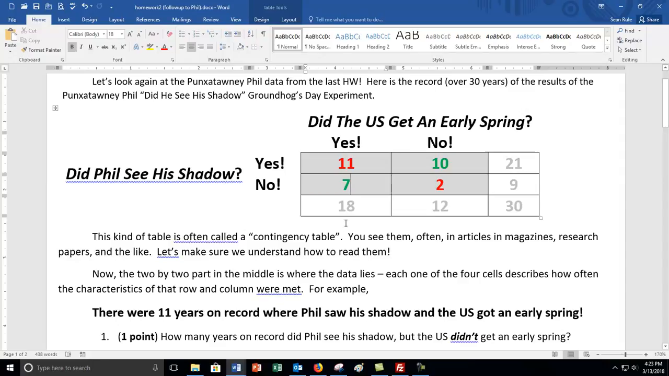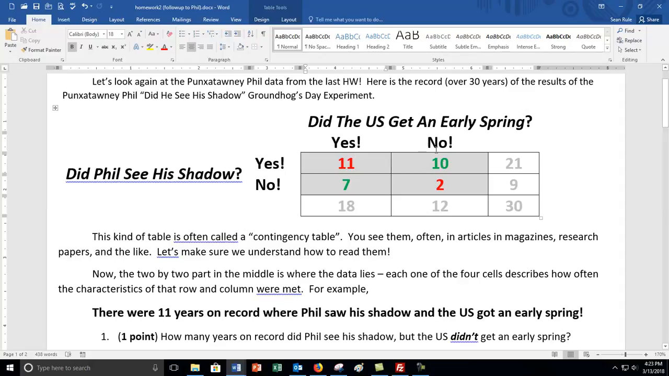How about the yes? What does this yes up here stand for? Did the U.S. get an early spring? Okay, so I see what's going on here. 11 times Phil saw his shadow and the U.S. got an early spring. Got it. So this little cell here has both the characteristics of this and this.